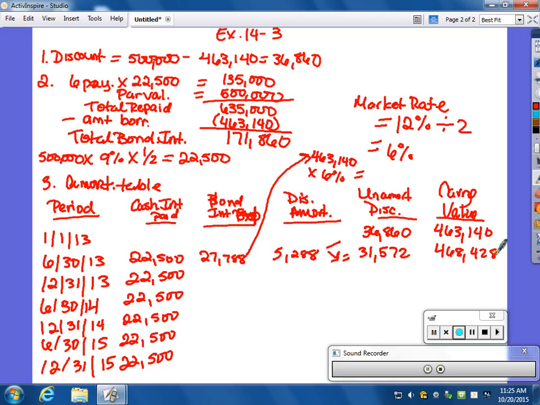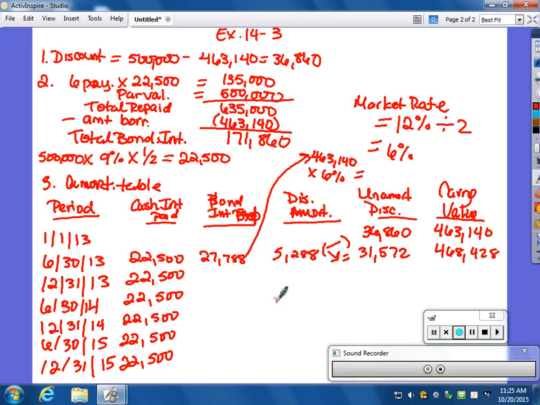I did it by taking the par value, the 500,000, minus column D, the 31,572. That's fine too. That's what I saw when I did that too. They still come out to the same number? Yes.